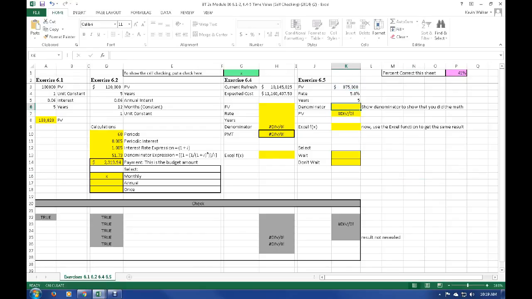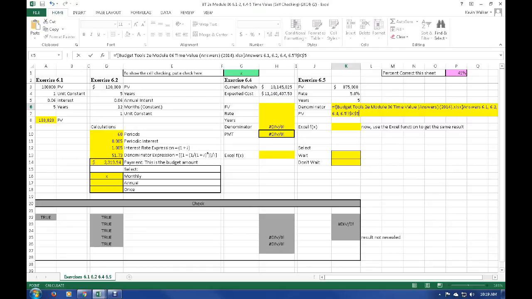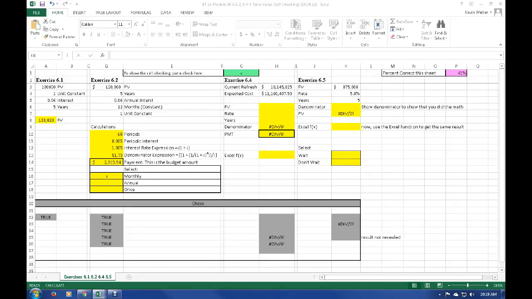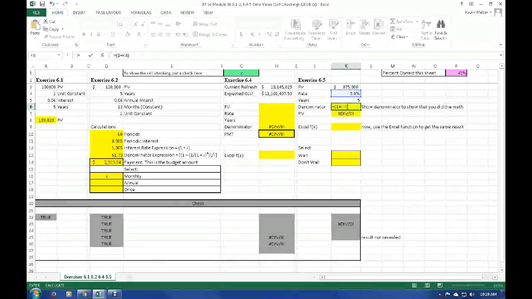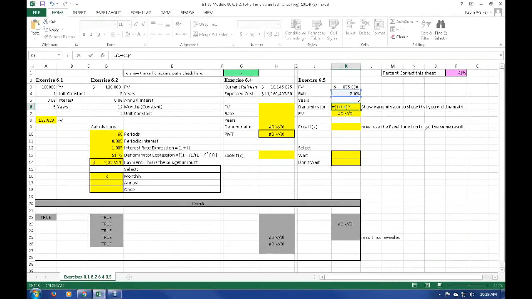All right, the denominator, there's a little rearrangement we're going to do here to get this denominator. The way that's going to work, this actually is the simplest formula. It's going to be equals 1 plus the rate, which is this, and then we just simply raise it to the power of the number of years, which is this, and then we get our denominator, and so we've already done the present values, dividing the denominator into that.